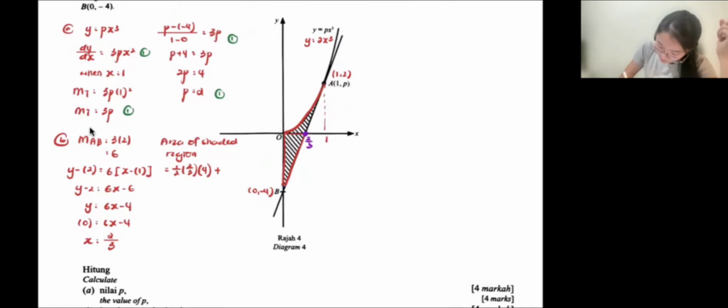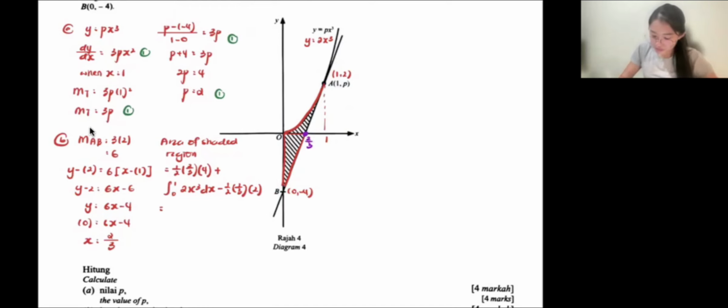Then add up with integration of 0 to 1 of the curve. You will get this area over here. 0 to 1, the curve is 2x power 3 dx. All right, then minus this triangle. So minus 1 over 2. Base is 1 minus 2 over 3, which gives you 1 over 3. And the height is p, right? p is 2.